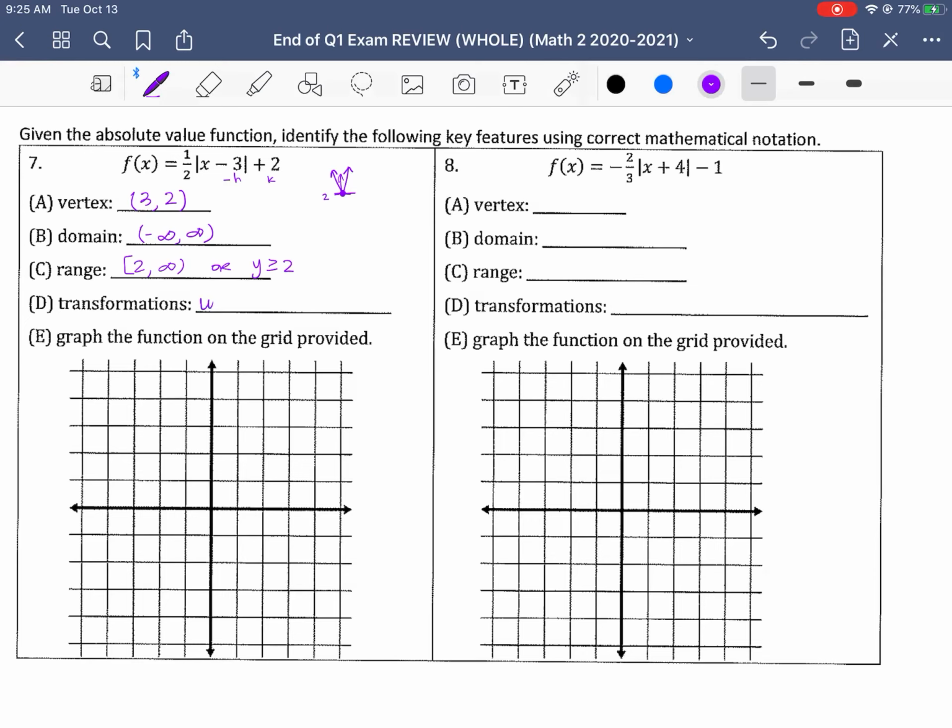Transformations, right, this guy's going to shift up 2. It's going to go to the right 3. And then notice the 1/2, because that's between 0 and 1, it's a fraction value, that's going to be a shrink by 1/2. So when we graph this, we're going to graph that vertex right 3 up 2. And it has a slope of 1/2. So we're going to go up 1 over 2 in both directions to create our V shape here. Again, you can graph this on your calculator or on Desmos to double check your answer.